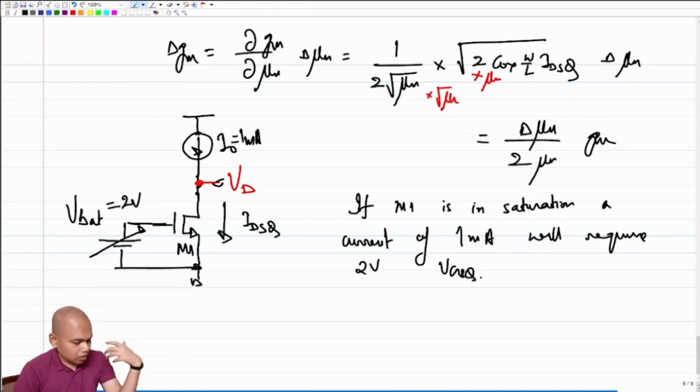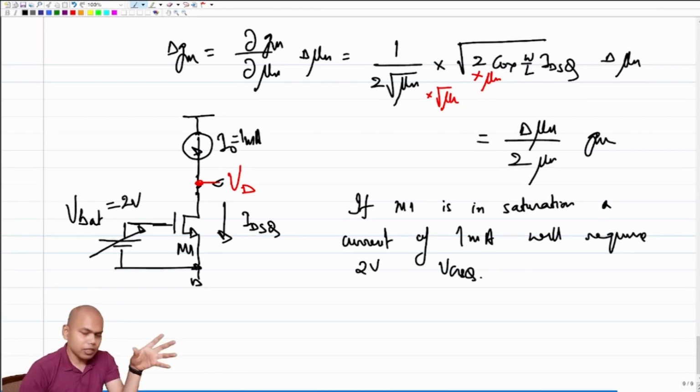Correct? So let's say I did all my calculations and I have figured it out. So I stick a battery in, right? Then I have a VGSQ of 2 volt. I have a current of 1 milliamp. Then do you think this will be fine? Of course, this will be fine, right?